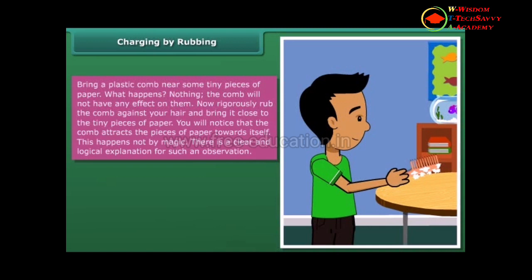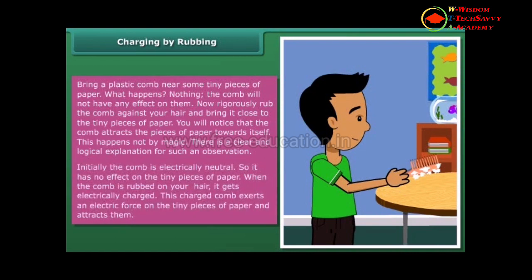This happens not by magic. There is a clear and logical explanation for such an observation. Initially, the comb is electrically neutral, so it has no effect on the tiny pieces of paper. When the comb is rubbed on your hair, it gets electrically charged. This charged comb exerts an electric force on the tiny pieces of paper and attracts them.